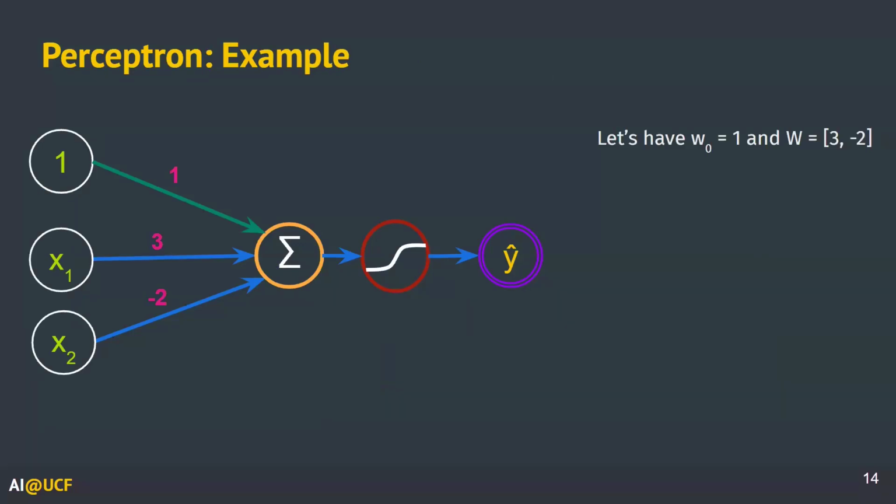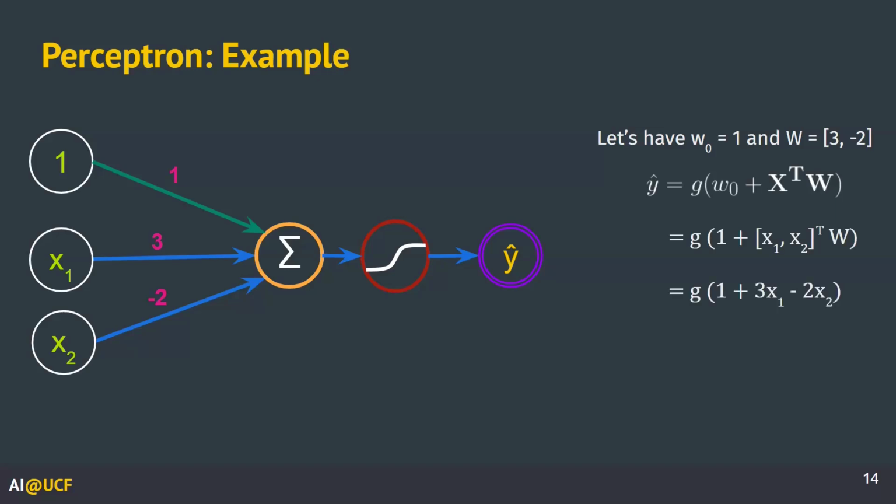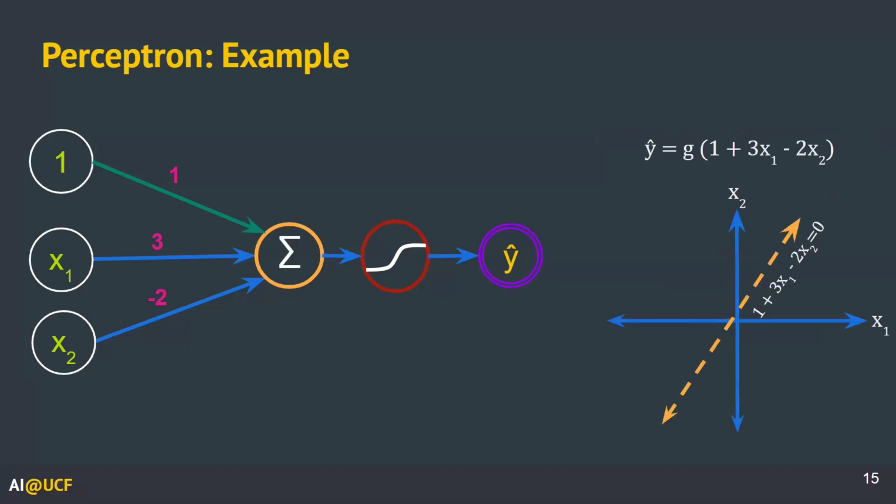So let's go over a very basic example. Let's say our bias is W0, and that's going to be 1. And then we have our two weights of 3 and -2. If we input that into our function of W0 plus our inputs times W, we basically get out 1 plus 3x1 minus 2x2, right? That's just a straight line. It just looks like a straight line.